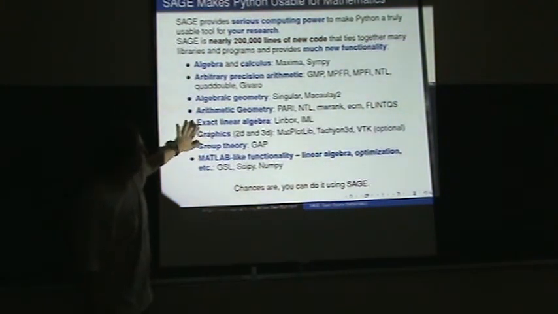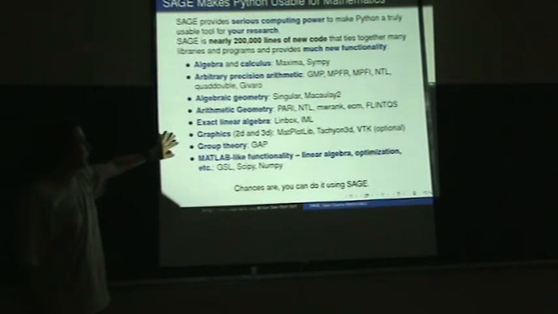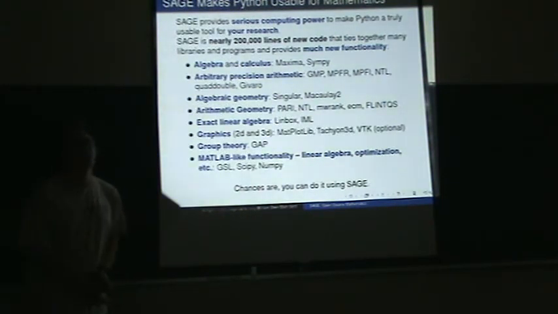So anyways, this is a list of the various components of the system, but I should emphasize that in addition to all of this stuff, we've had to do a lot more than just put it all together in one package. We've written about, I think at this point, about 200,000 lines of new code that makes it so everything works together in a unified way.